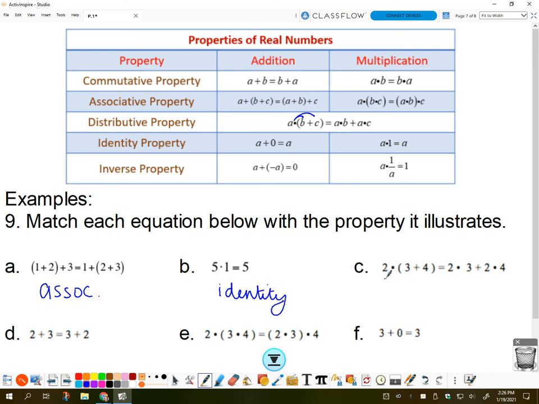Alright, here you have parentheses on one side but not on the other. So they did 2 times 3 plus 2 times 4. That's the distributive. Alright, for this last one, we've changed our order. 2 plus 3 became 3 plus 2. So you just switch the order. That's the commutative.